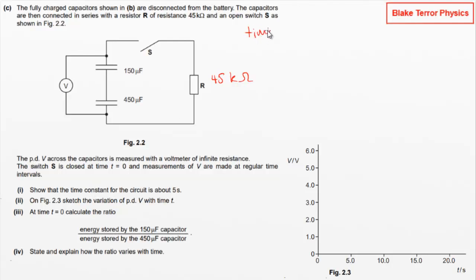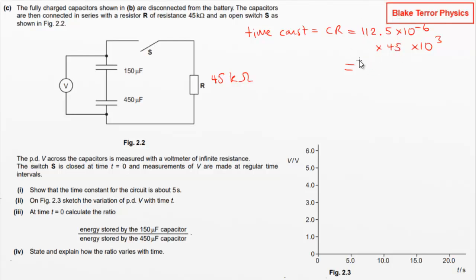Right, okay, so our time constant is equal to C times R. C for these two, well, we just worked it out on the last bit. It was 112.5 times 10 to the minus 6. And then we need to multiply that by 45,000. So multiplied by 4.5 times 10 to the 3. Right, that's what we're going to get on that then. So that's going to be a 10 to the minus 3.